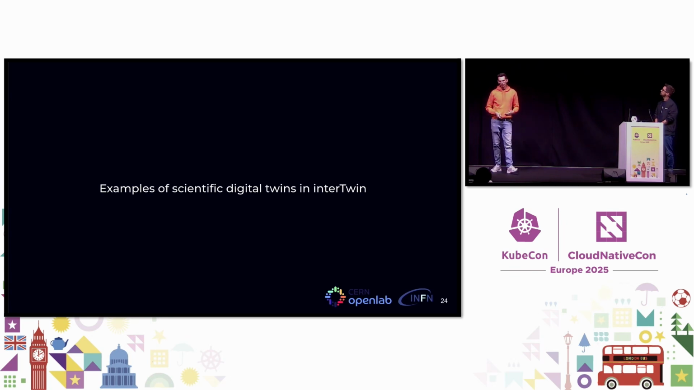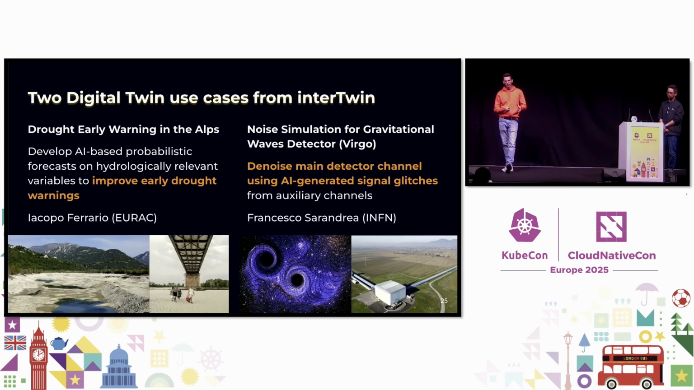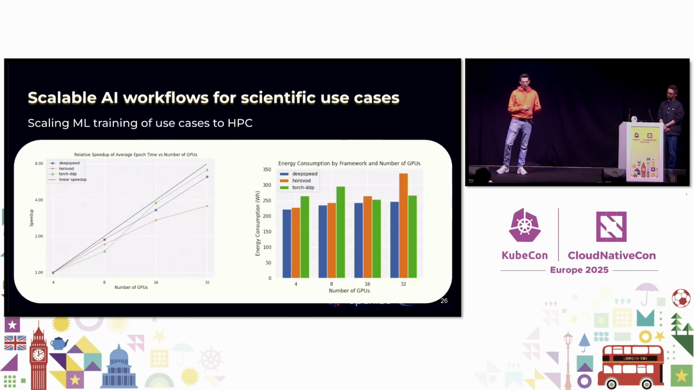So let's see some examples of digital twin use cases that we have in interTwin that have been currently integrated in iTwin.ai. These are not the only ones, but let's see two of them. The first one is focusing on the domain of environmental sciences, so on hydrological modeling and developing AI models to improve early warnings for droughts. The other is from physics. We're collaborating with people working on the data collected at the Virgo interferometer, which is meant to measure gravitational wave signals. And what they would like to do is to use an AI-based model to denoise the signals captured by the detector.